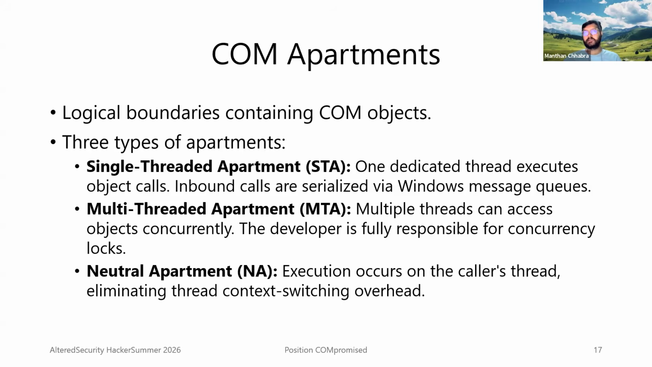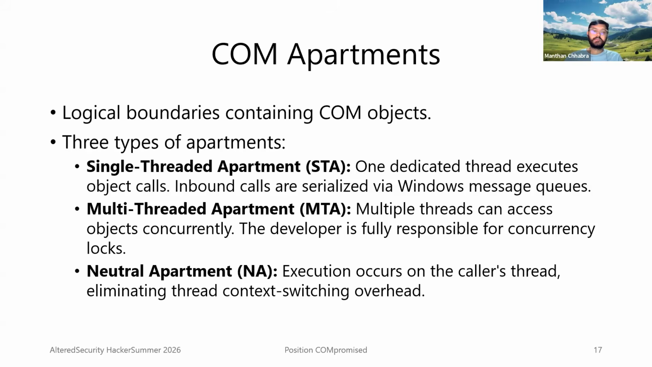And finally, we have the neutral apartment, right? So neutral apartment, or NA. Now, this was introduced quite later to solve a performance bottleneck, which was found in both single-threaded apartments as well as multi-threaded apartments, right? So think of it this way. Normally, whenever a thread from one apartment calls an object inside a different apartment, the Windows operating system needs to halt the execution and perform the thread context switch, right, from one apartment to another apartment, right?